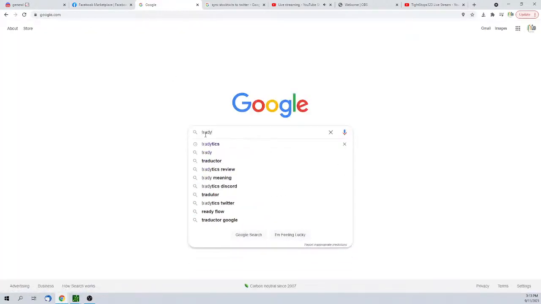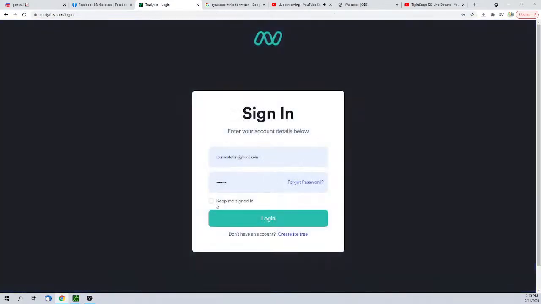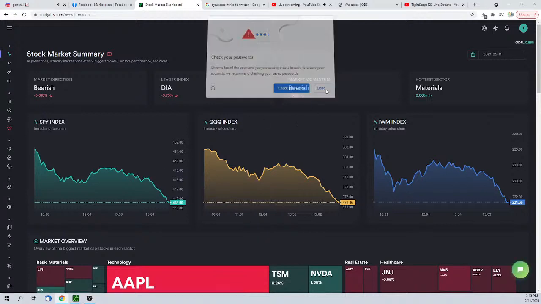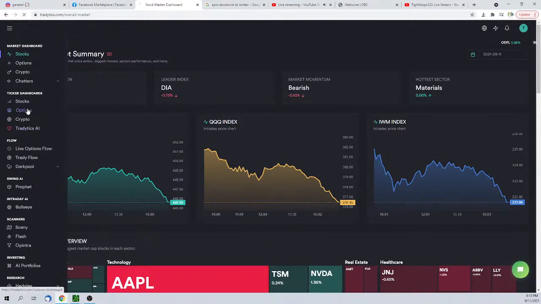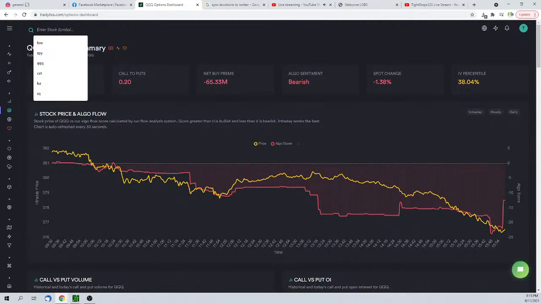And I can't even get to the login screen. Alright, so I'll go back to options. I'm going to try a different stock than GM.